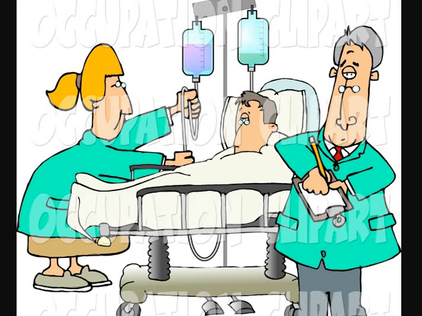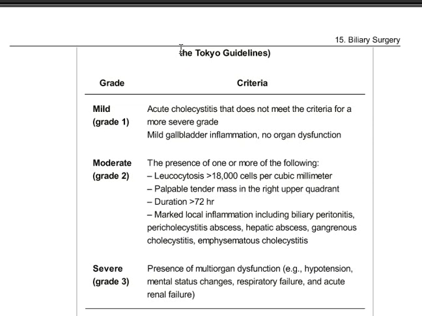What about the next step? What to do? The next step depends on the severity of the acute cholecystitis, whether it is mild or moderate or severe acute cholecystitis. Okay, and we have what we call the Tokyo guideline. The Tokyo guideline provides further recommendations according to the severity of the acute cholecystitis. Now the question is, how does the Tokyo guideline separate the patients according to the severity?